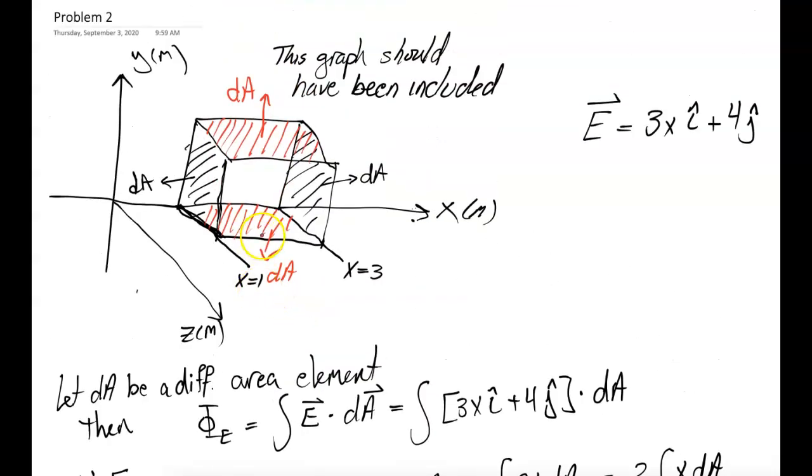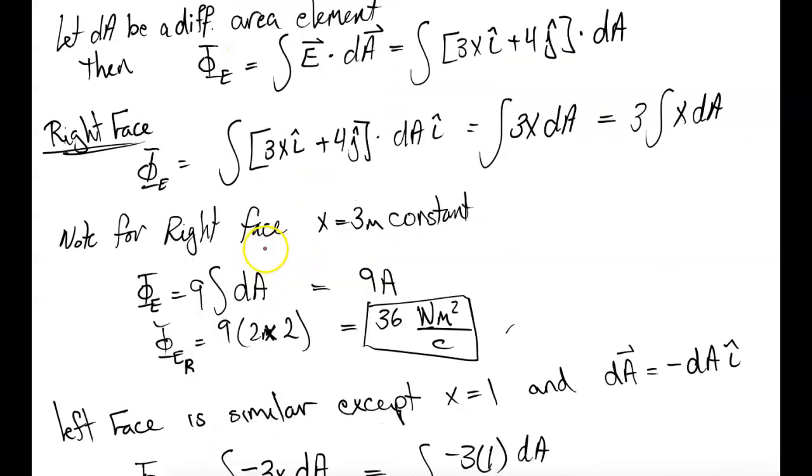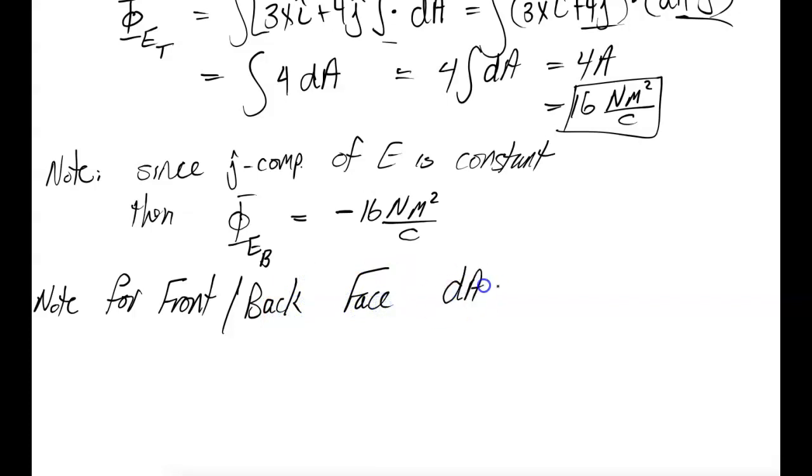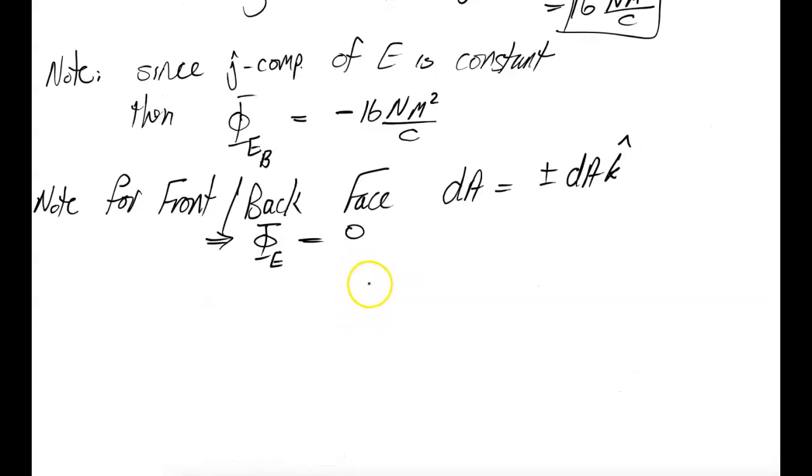Also notice that in the z direction, so the front and back faces, dA equals plus or minus dA k hat, which means the flux is 0 since we don't have any components in the k direction for the electric field. So that will be the end of part A.